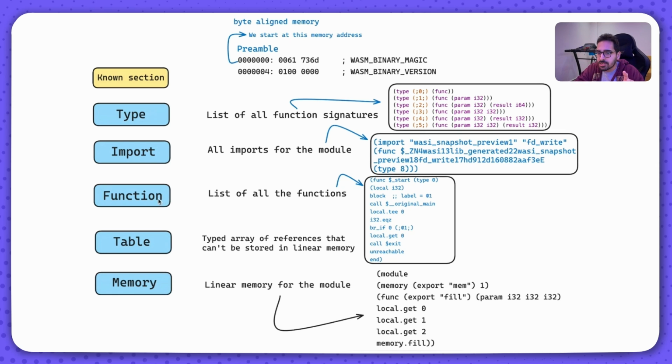The third one is the function section, the list of all the functions. You can see the function _start, and the function details over here. A table, which is used rarely, is a typed array of references that can't be stored in the linear memory. And memory is the linear memory of the module. You can define the linear memory of the module and what goes into the memory, and then you do memory.fill. That's the WAT representation of memory.